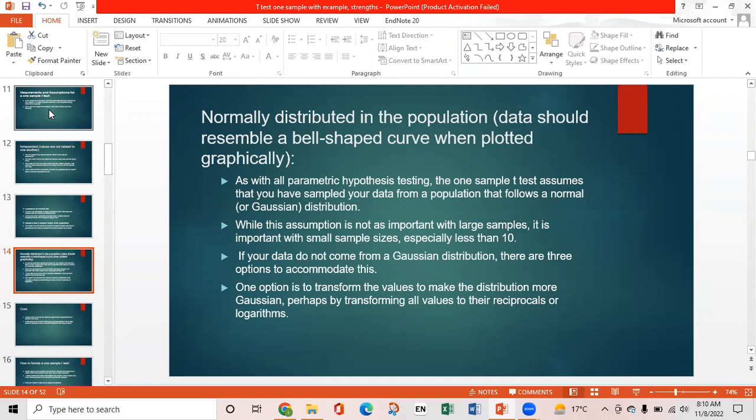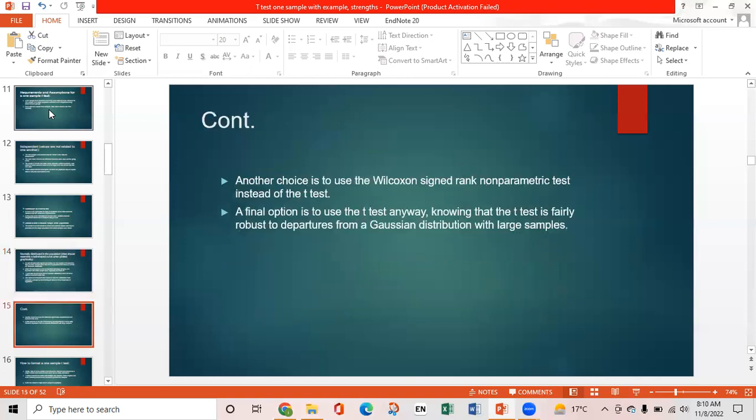One option is to transform the values to make the distribution more Gaussian, perhaps by transforming all values to their reciprocals or logarithms. Another choice is to use the Wilcoxon signed rank non-parametric test instead of the t-test. And the final option is to use the t-test anyway, knowing that the t-test is fairly robust to departure from a Gaussian distribution with large samples.